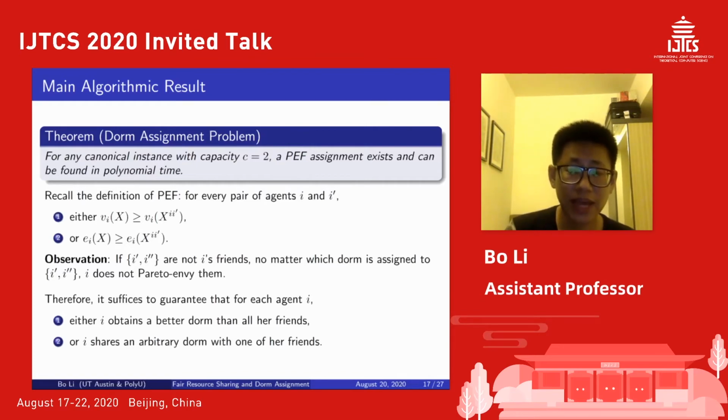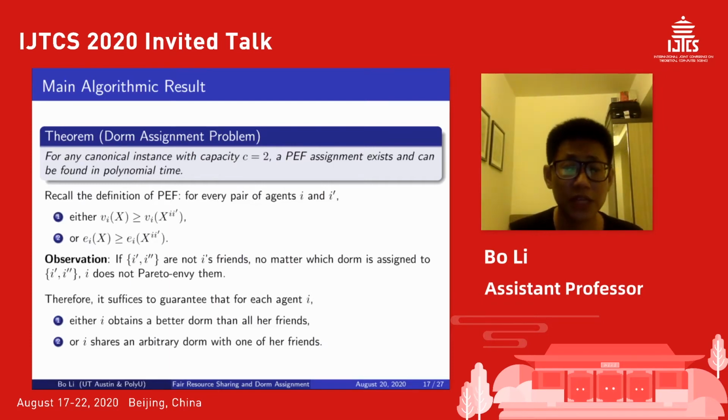Given this definition, we can have a very simple observation. That is, given 2 agents, I prime and I double prime, if both of them are not agent I's friends, then let's assign one dorm to these 2 agents, I prime and I double prime. No matter which dorm is assigned to them, we know that agent I will not Pareto envy them, because both of them are not agent I's friends. So by exchanging with one of them, agent I's external value can't be improved. This observation is quite straightforward, but it plays an important role in our algorithm.